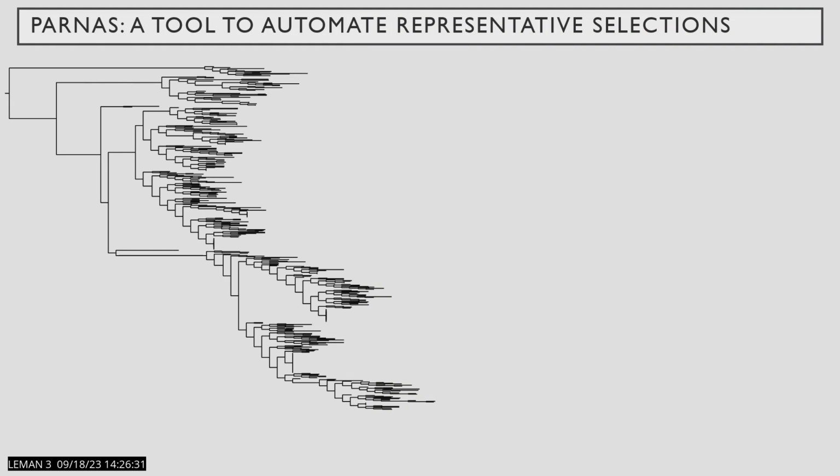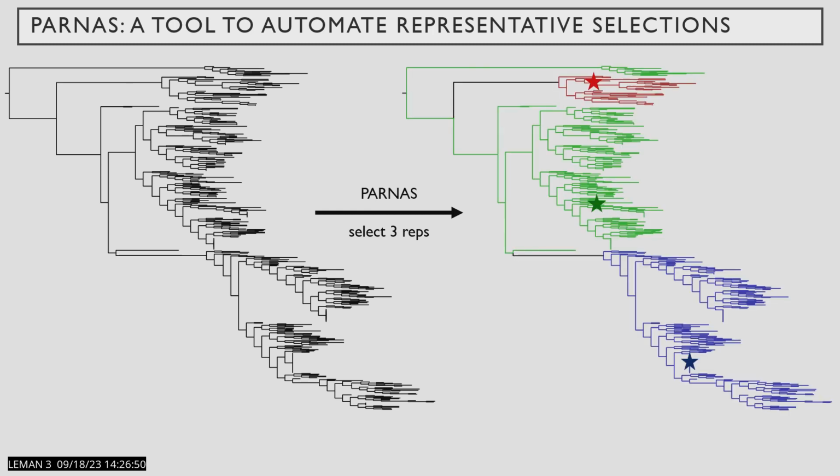And so the tool that we developed is called Parnas. It helps you automate this process of selecting representative viruses. The input to the tool is always a phylogeny, like shown on the slide. Then we can ask Parnas, give us 3 most representative strains. And what it's going to do is something like this, where it simultaneously partitions your data, your diversity, into meaningful diversity groups, and then pulls out the representatives from within those groups. The representatives here are shown with the stars, and then what they represent is shown with the respective color.